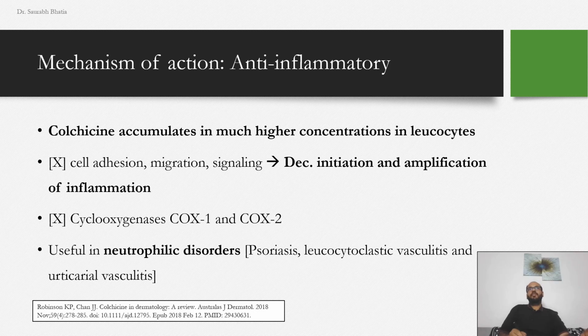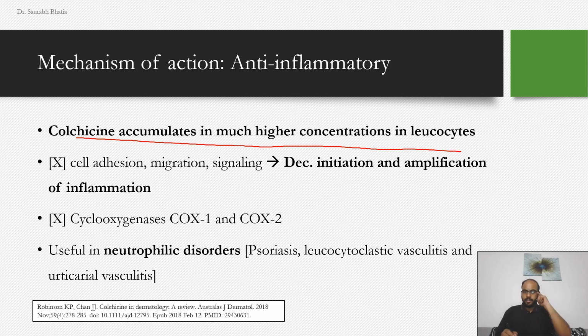Majorly, the action of colchicine was thought to be more on disruption of tubular architecture. But it has been researched and learned that the action on the anti-inflammatory aspects is significant. As I've said, colchicine accumulates in much higher concentration in leukocytes, and leukocytes are the key mediators of inflammation. So the anti-inflammatory effect is somewhat concentrated. What colchicine actually does is inhibit cell adhesion, migration, and signaling.